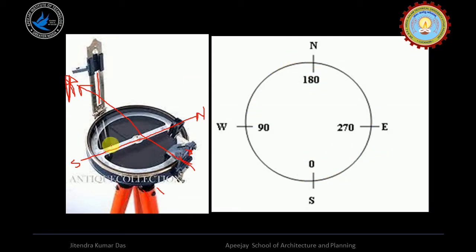If you see the readings on this aluminum plate, generally the south side will be 0. And when you come to west you have 90-degree reading, then at north 180-degree, and when you come to east you have 270-degree readings. So this was the general construction of prismatic compass.